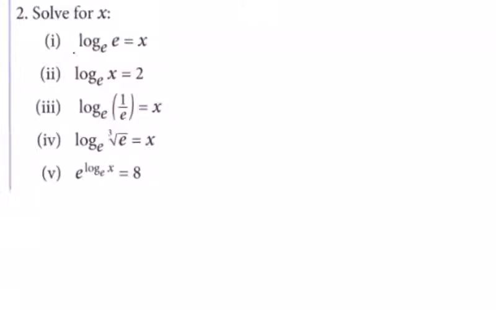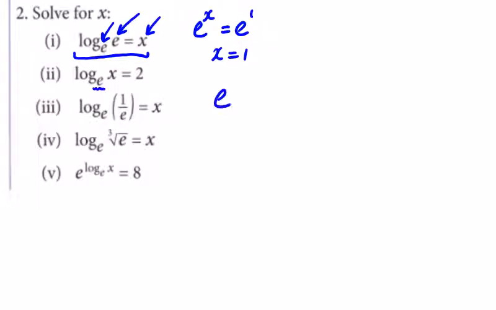This is the second video on logs. Some more questions. Log to the base e of e. So whatever is in here to the power of this is equal to the big E. So that will be e to the power of 1, so x is equal to 1 in the first case. Then we have e to the power of 2 is equal to this guy, x.